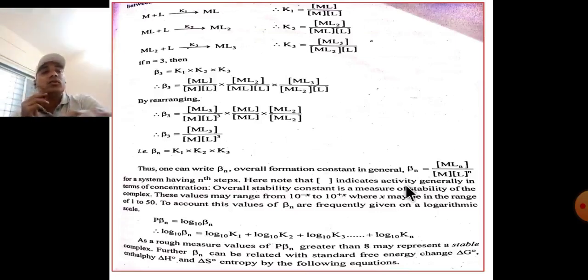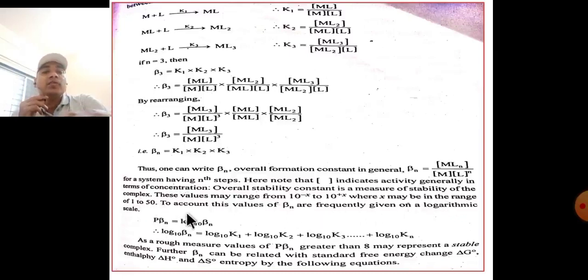for the system having n steps. Here note that the square brackets indicate activity, generally taken in terms of concentration. Overall stability constant is a measure of stability of the complex. This value may range from 10 raised to minus x to 10 raised to plus x, where x may be in the range of 1 to 15.